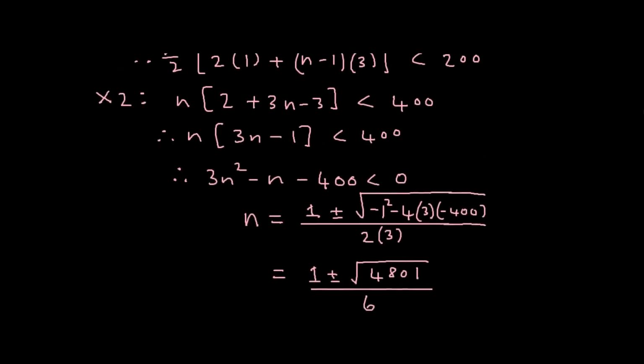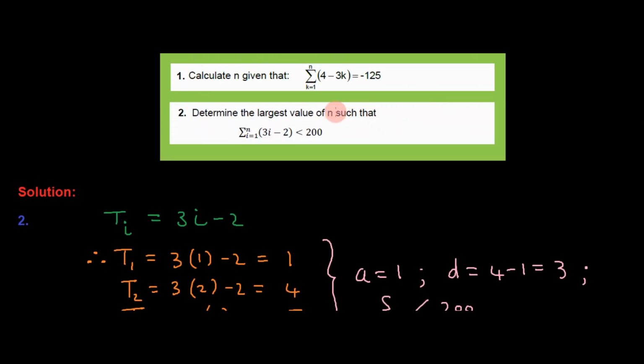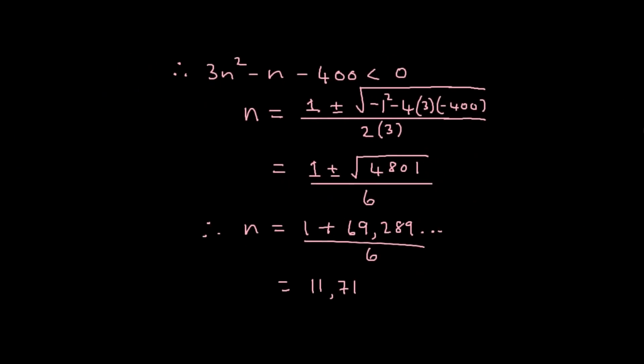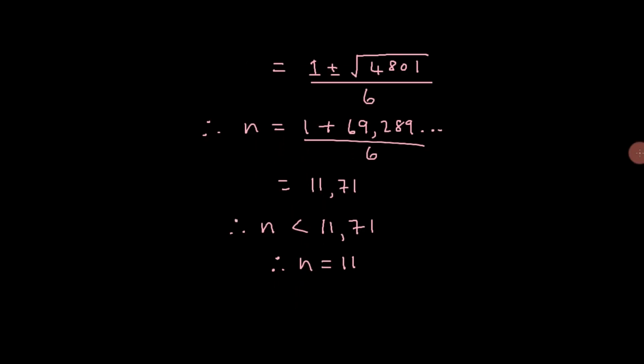So we've answered the question. It was determine the largest value of n such that this sum is less than 200. So the largest value of n for which the sum is less than 200 is n equals 11.